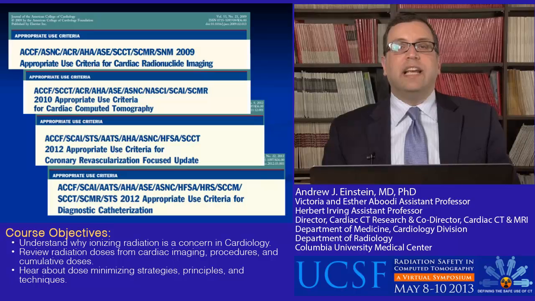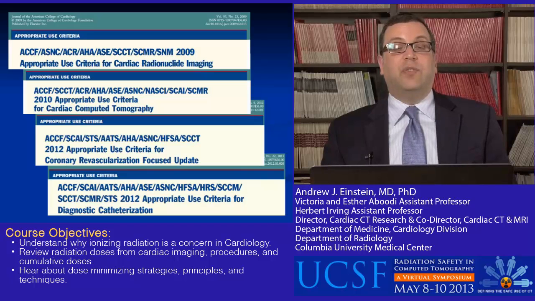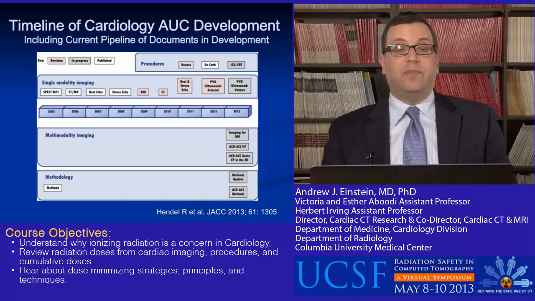In practice, how do we apply this principle of justification? It's really by applying and carefully using appropriate use criteria. This is a multi-societal effort from leading cardiology and radiology organizations, and there have been appropriate use criteria established in a number of different clinical contexts. You can see here examples of appropriate use criteria for cardiac radionuclide imaging and cardiac computed tomography, as well as for procedures performed in the cardiac cath lab.